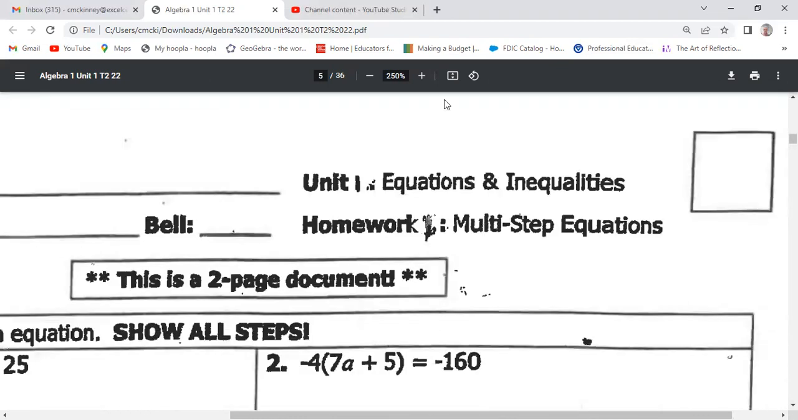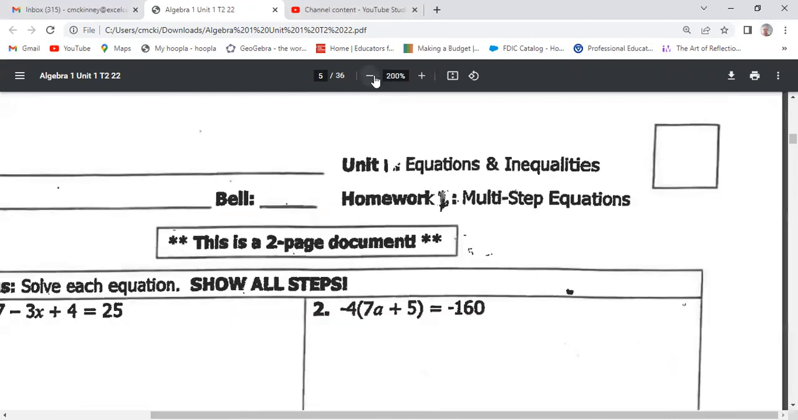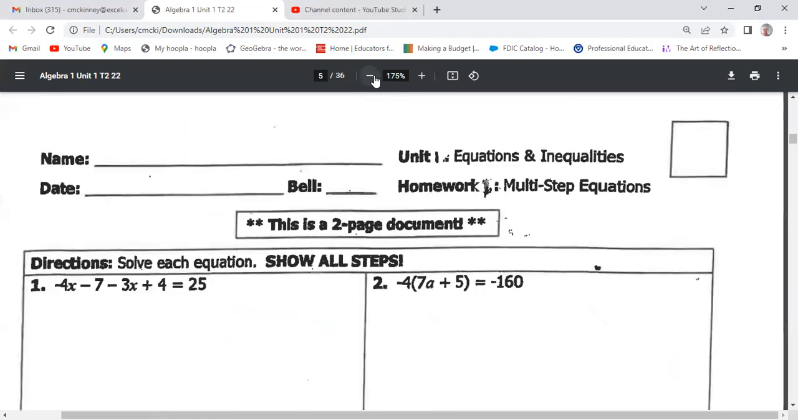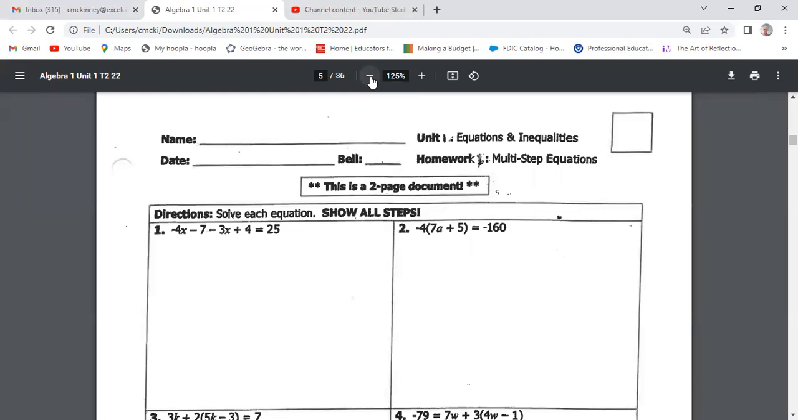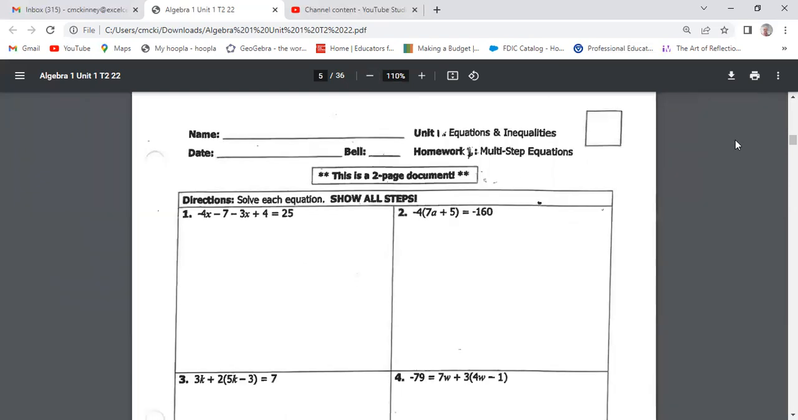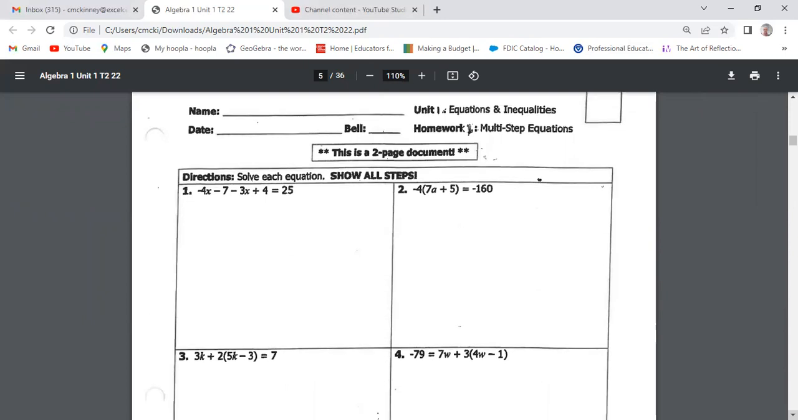And again, there was another video for this first homework, the first side of the page, but I did not really show these problems like I'm going to now. So if you need that because you're home without a copy of the work, I'll also post the packet on Google Classroom so you could look there.